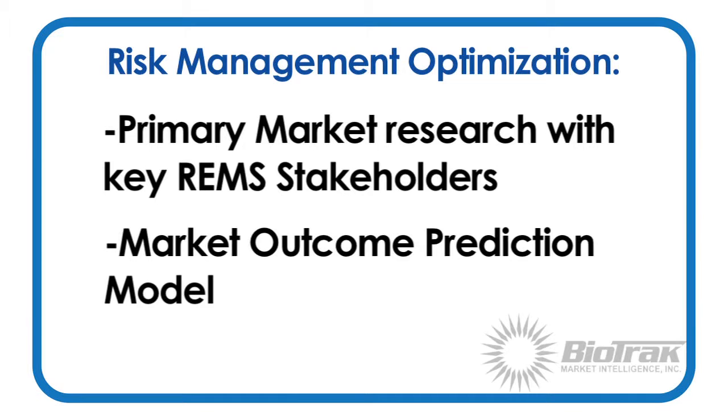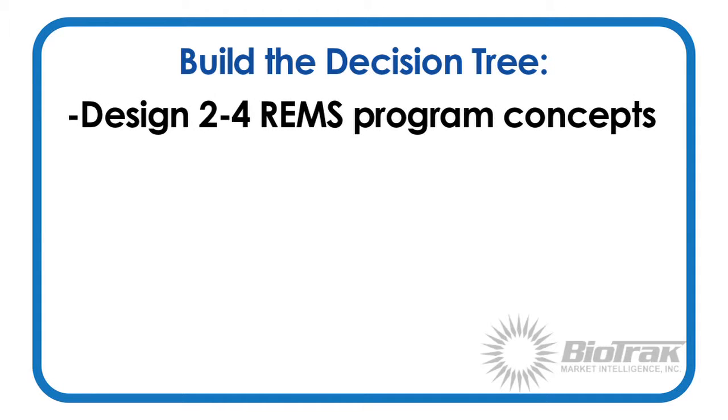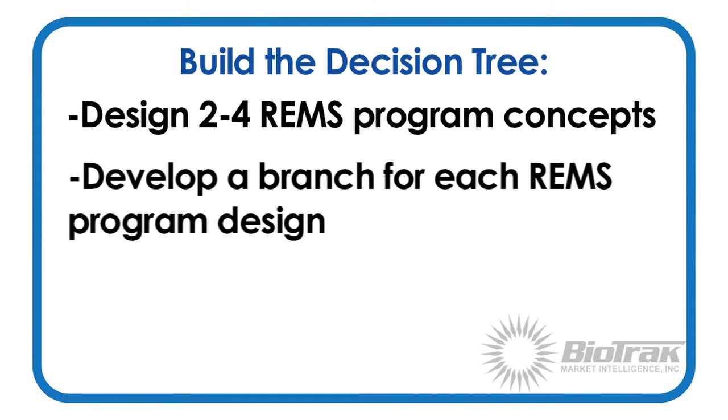So first, let's look at how we do this. We begin by building the decision tree, and that typically involves designing 2 to 4 different REMS program concepts or alternatives. We develop a branch for each REMS program design, and within that branch are represented many REMS element trade-offs or variations within that branch of the decision tree. So just to reiterate, we take what are the available options for both the REMS program concepts and then within each concept, various trade-offs therein.